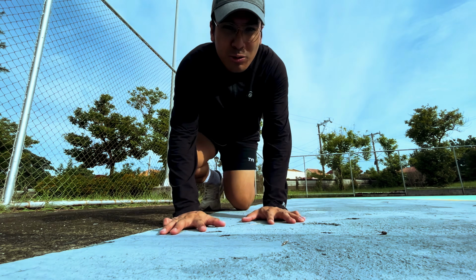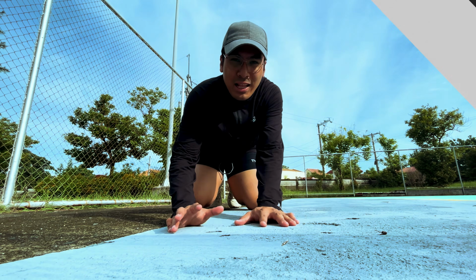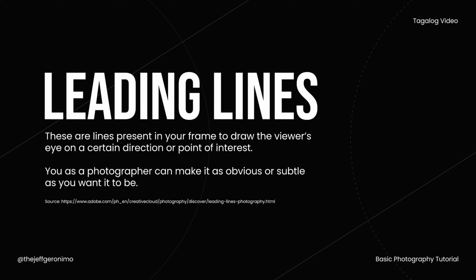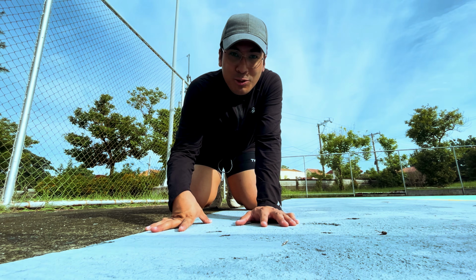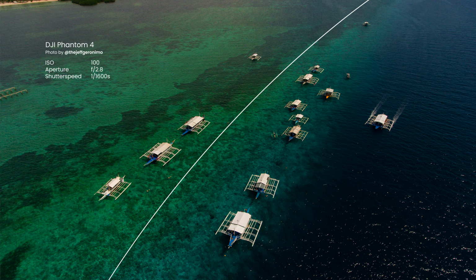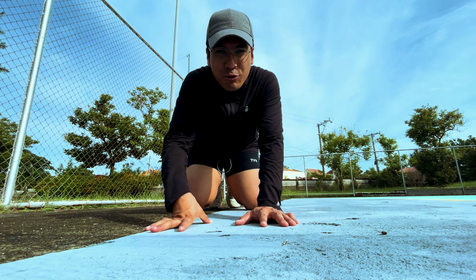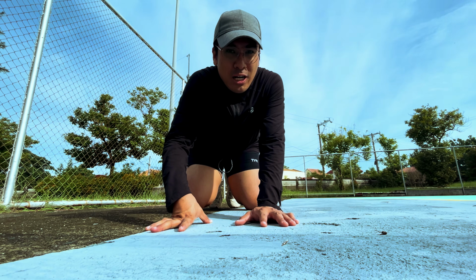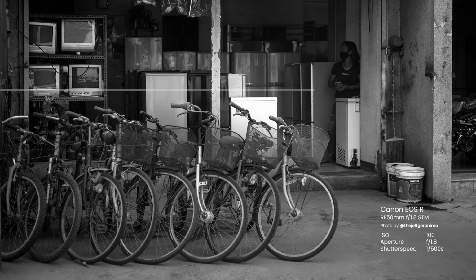Next on our list is the leading line. So basically what you need to do is to find lines sa environment mo and place your subject there, no? And to practice this, you really need to look for the lines, okay? So you might want to change your angle to emphasize the lines. You need to move to the left or to the right, or even move your camera up or down just to have an emphasis on that line.